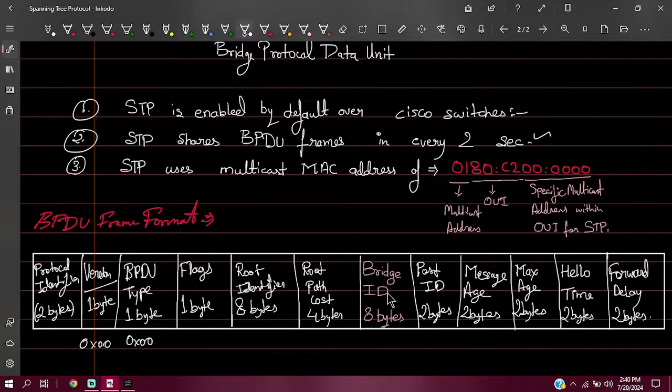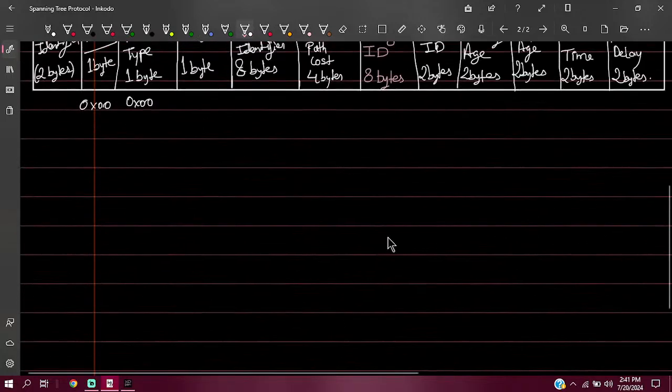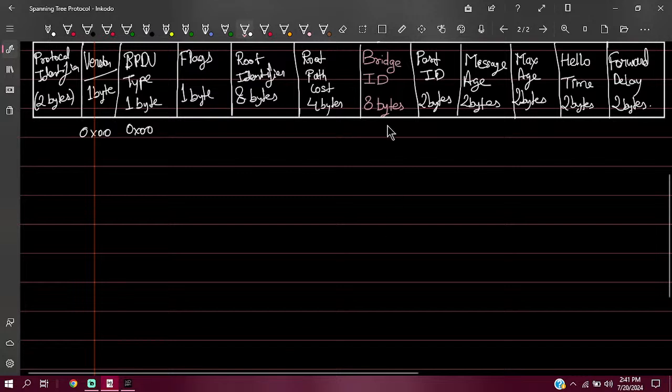Don't worry about this particular entire explanation. I'm not going to explain anything out of it. Okay. Guys, only focus on this bridge ID here. We will talk about the bridge ID. A bridge ID is information that is made up of 2 entities. The very first entity is the priority value. And the second entity is the base MAC address of your switch.